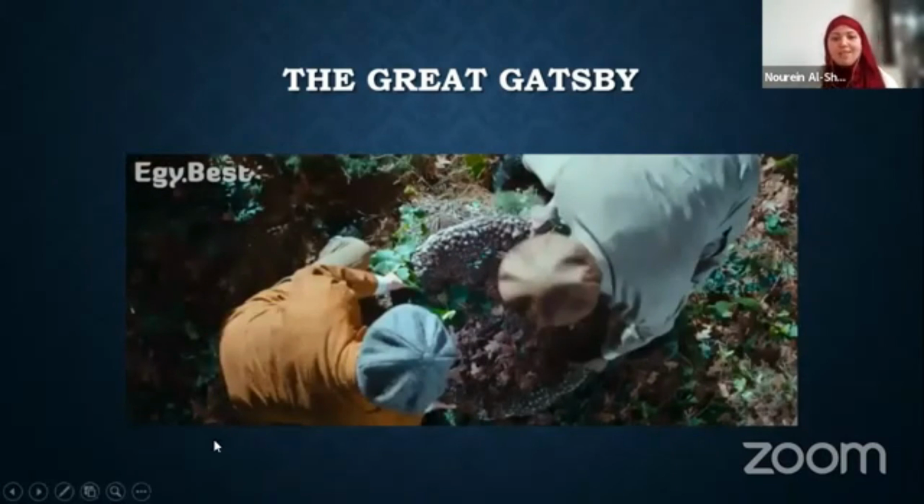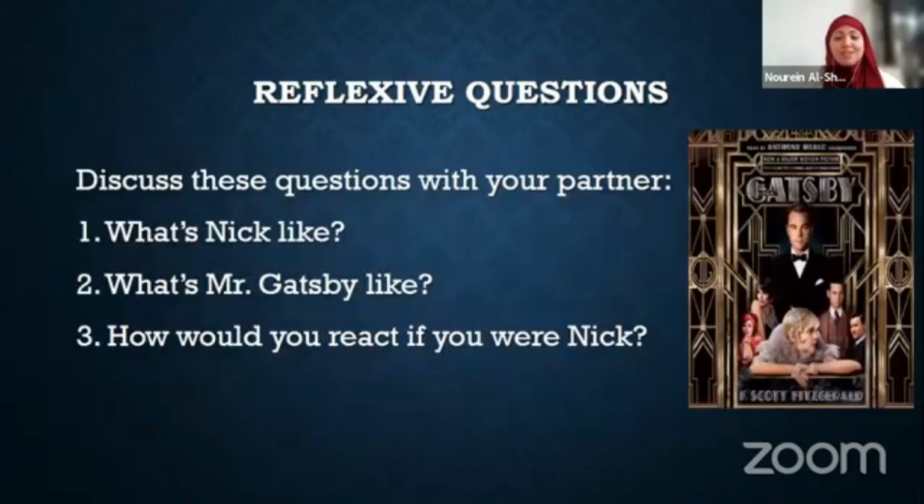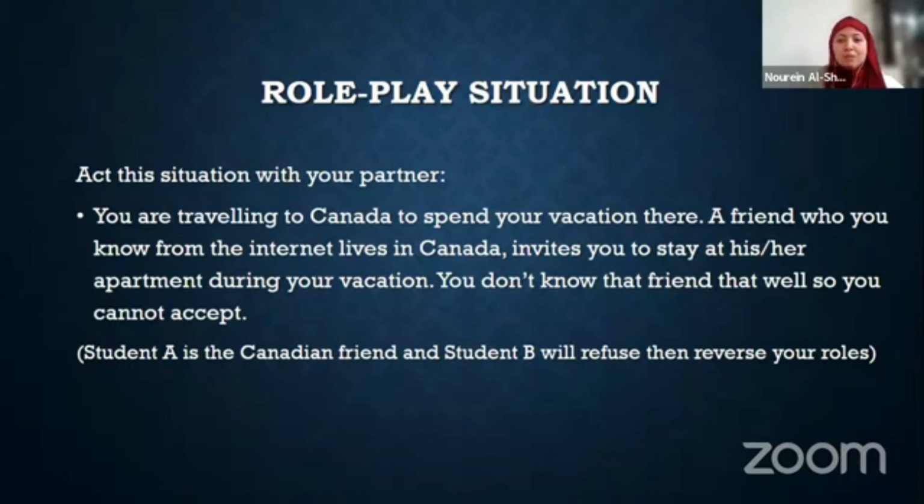Okay, so this is a movie clip from The Great Gatsby. These are some reflective questions that I gave to my students to discuss in pairs or in groups, and then we make a whole class feedback on them. And here, this is a role play situation related to the movie.